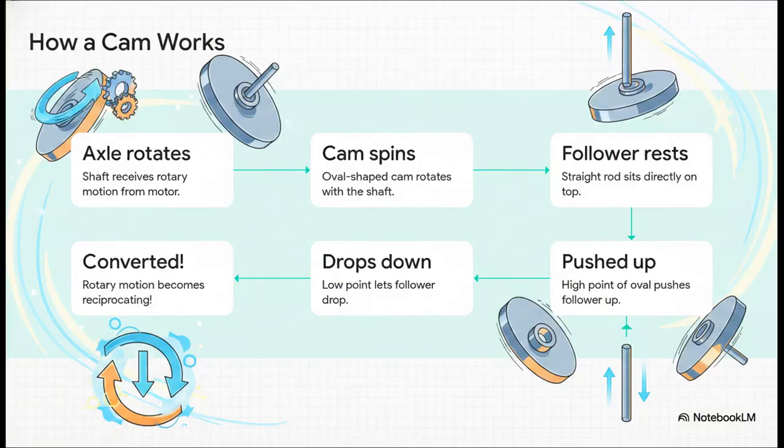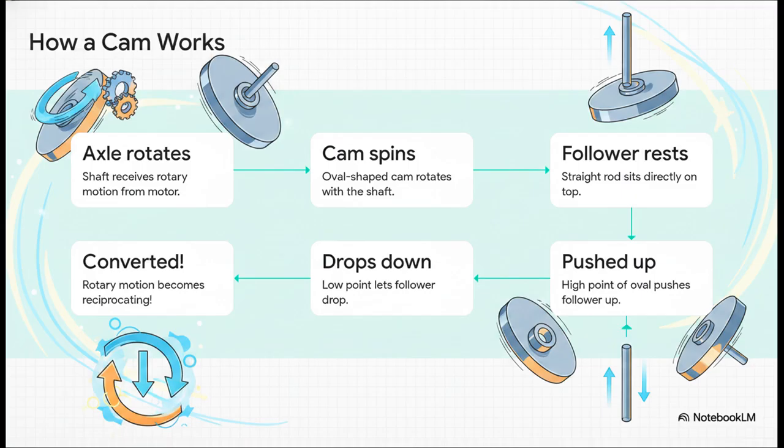But what if you have a motor that spins, but you actually need something to bounce up and down? Well, you need a motion translator. And a cam is exactly that. Here is how it works, step by step. First, the axle rotates. Second, the oval-shaped cam spins right along with it.